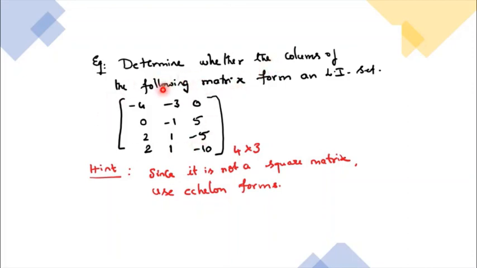Now if you observe, this has 4 rows and 3 columns. It is a 4 by 3 matrix, so it is not a square matrix. So you cannot apply the determinant method. Then you have to apply the echelon form method. By taking the augmented matrix and reducing it to echelon form, you can determine whether it is Li or Ld.